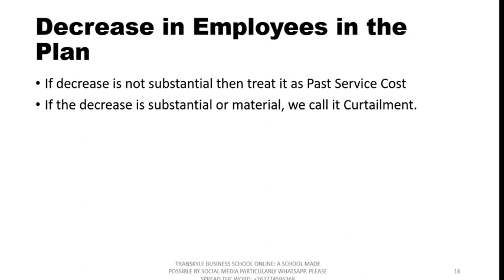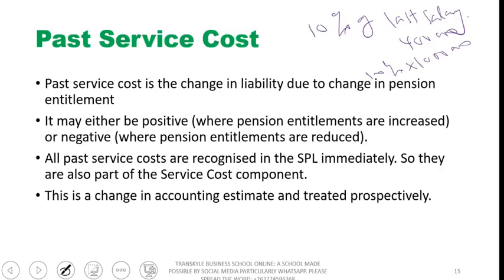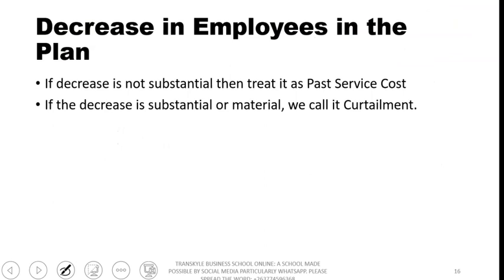Okay, how significant was the reduction? If the reduction is insignificant, we need to treat that incident as a past service cost. Okay, and we have been told that past service costs are expensed immediately to the statement of profit or loss. However, if the reduction is significant, we then have to treat the incident as a curtailment. Now, curtailment is in two forms.